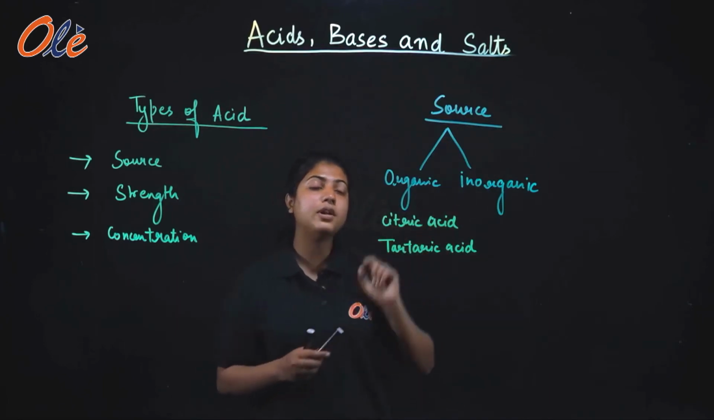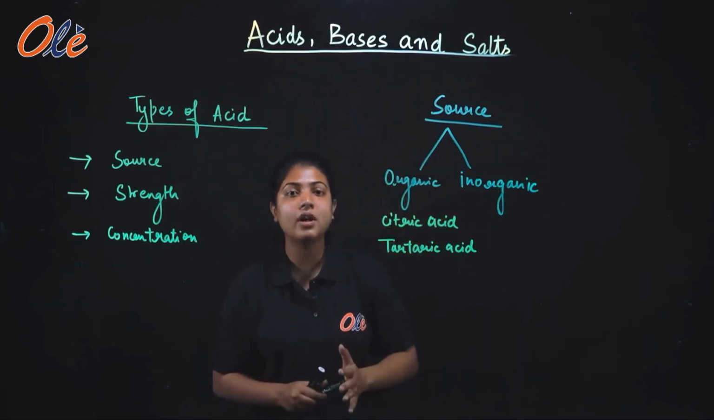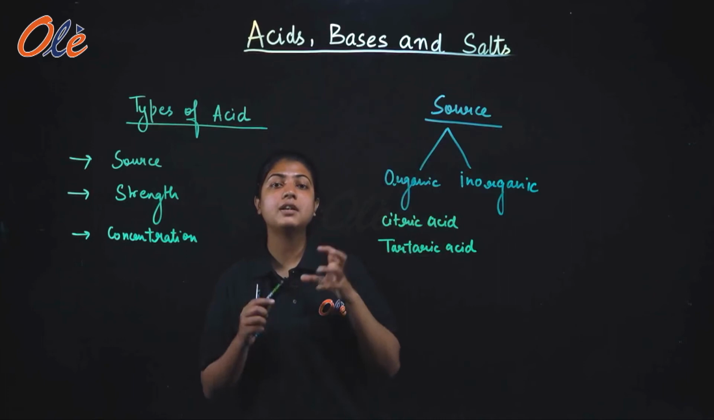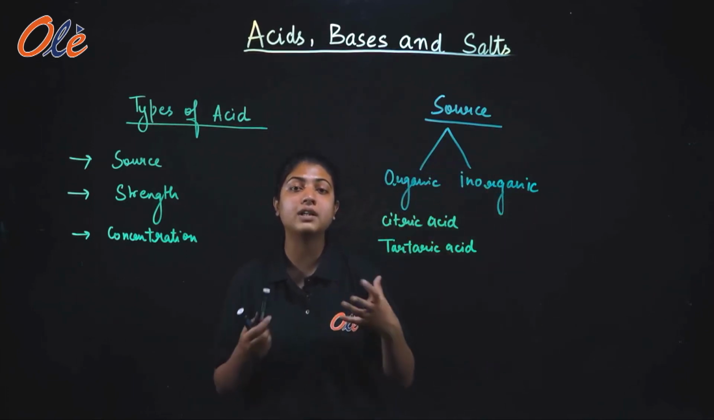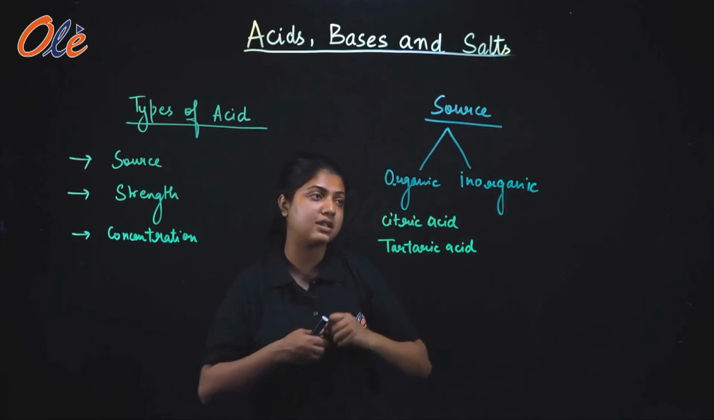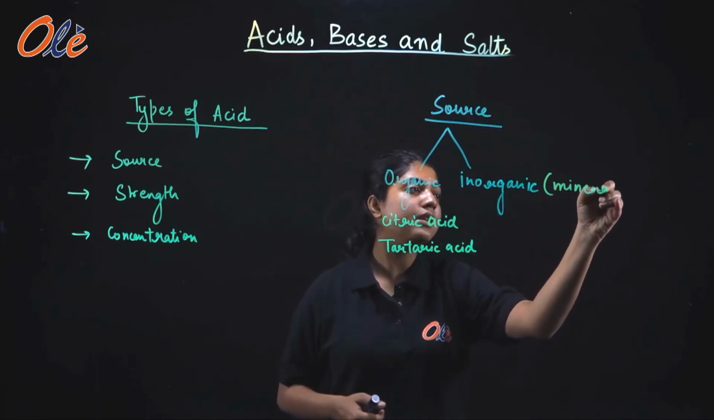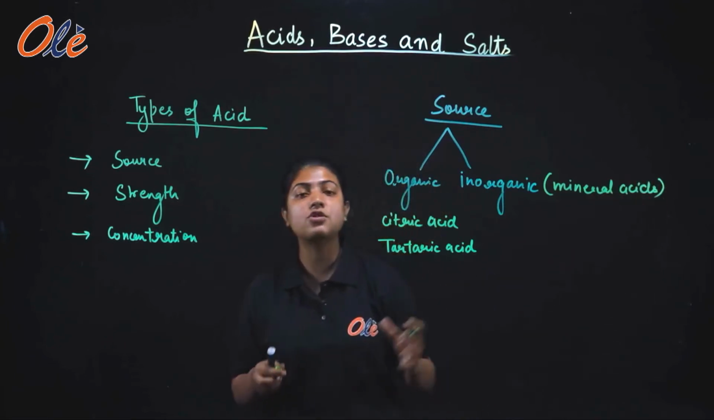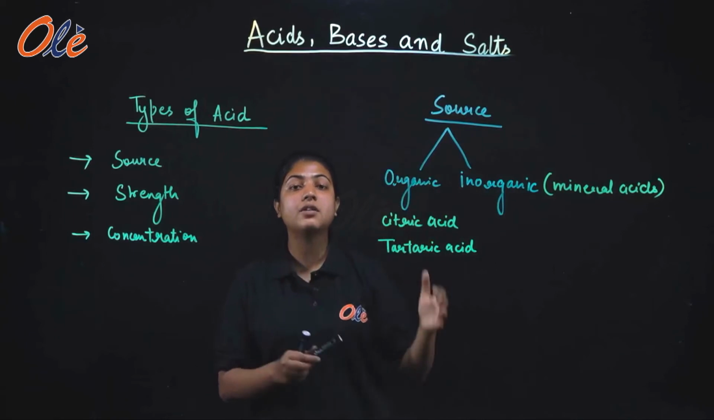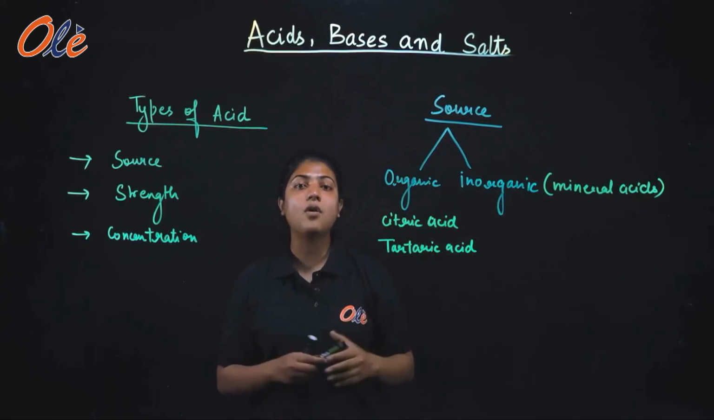Now we are going to discuss inorganic acids. So what are inorganic acids? Inorganic acids are those acids which are obtained from inorganic forms, like mineral acids. We can also call them mineral acids. They are not naturally available to us, that is, they are not available in nature. Hence they are known as inorganic acids.